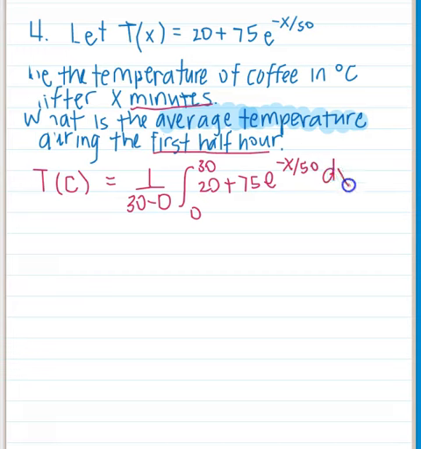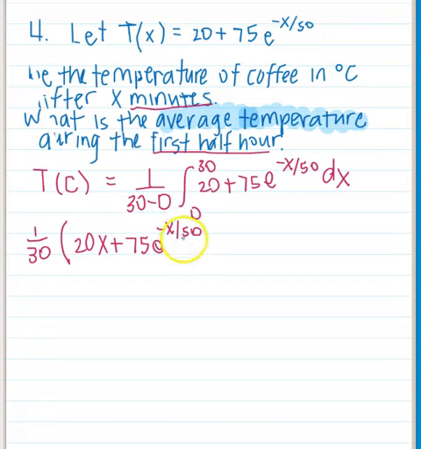Okay, and don't forget the dx. So to integrate this lovely function, 20 is going to be 20x, and then plus 75 just goes along with the right, it's a constant. E to the anything stays e to the anything, but because there's numbers around the x, we're going to have to use that undoing property, or if you want to make a u substitution, you can.